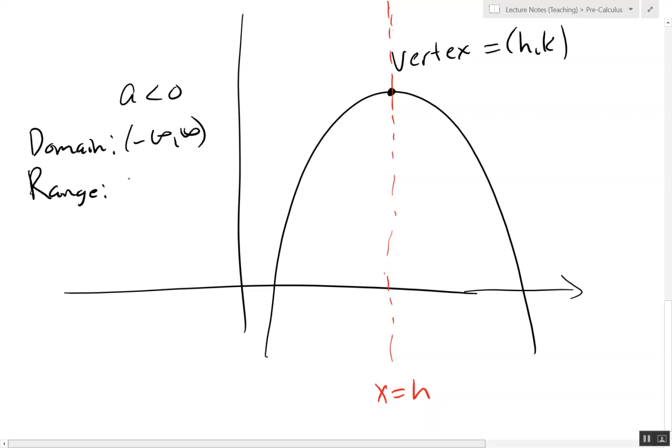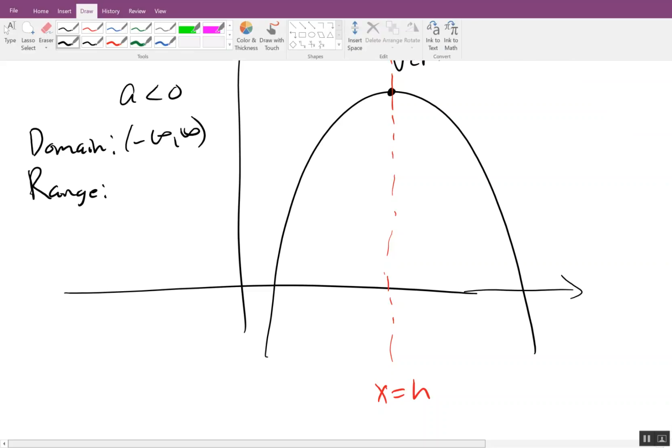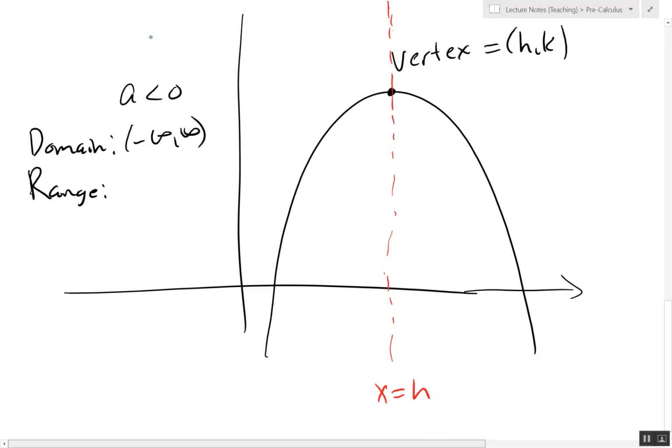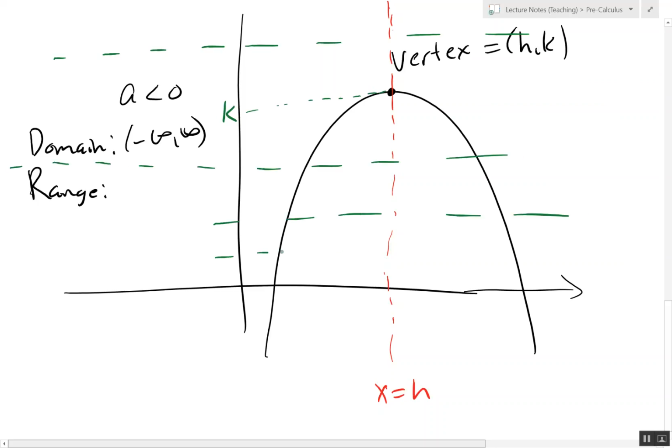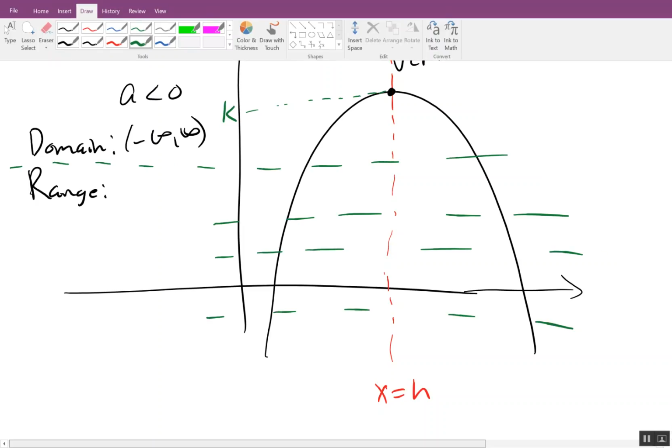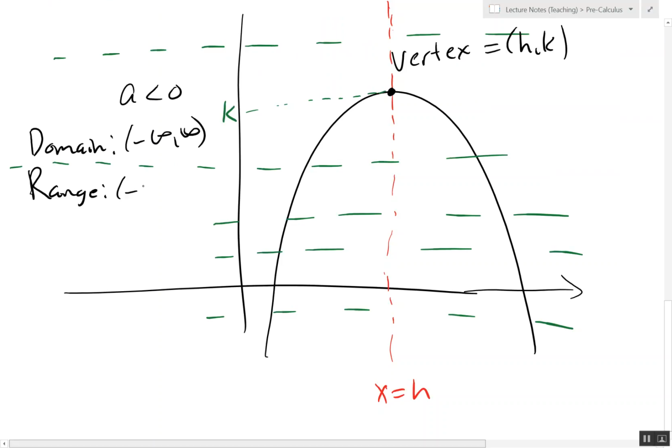But the range changes now. Because notice that if I draw any line above value k, I miss the graph. So that's not going to be in the range. But for any value of y below k, I'm going to hit the graph. So our range is going to be from negative infinity to k.